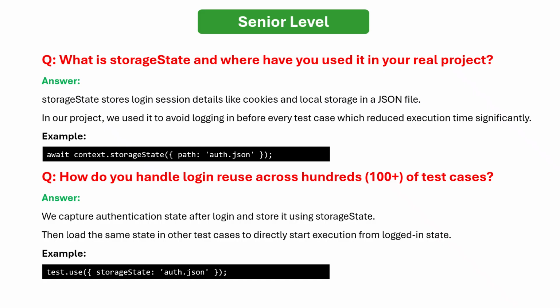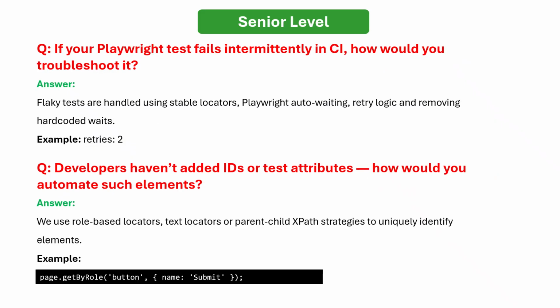Answer. We capture authentication state after login and store it using storage state. Then load the same state in other test cases to directly start execution from a logged-in state. Example. If your Playwright test fails intermittently in CI, how would you troubleshoot it? Answer. Flaky tests are handled using stable locators, Playwright auto-waiting, retry logic, and removing hard-coded waits.